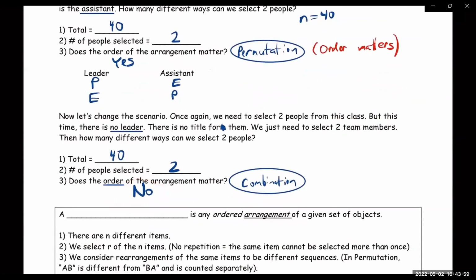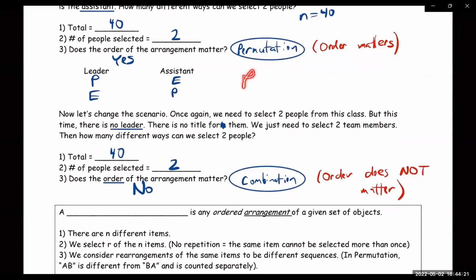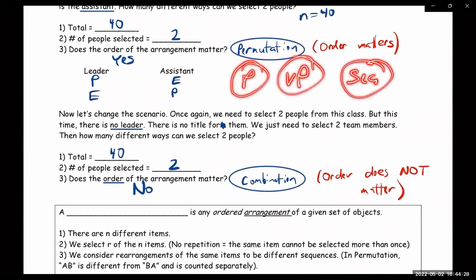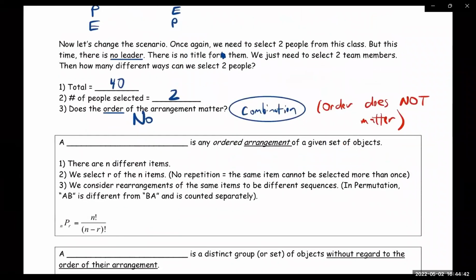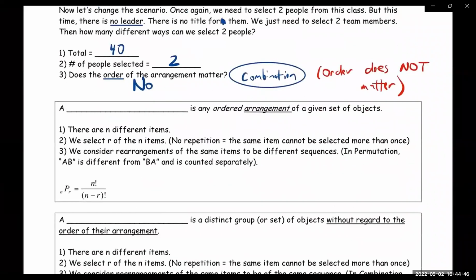So if the order does not matter, that means it's called a combination. But if the order does matter, then that means it's called a permutation. Usually, if they say you're selecting a president, a vice president, and a secretary, then the order is going to matter, because you need specific titles for each person. But if they just say you need to select 3 members, that means it doesn't matter which order they come in. So that's where the order does not matter. So you'll see the difference down here. A blank is any ordered arrangement of a given set of objects. So a permutation.